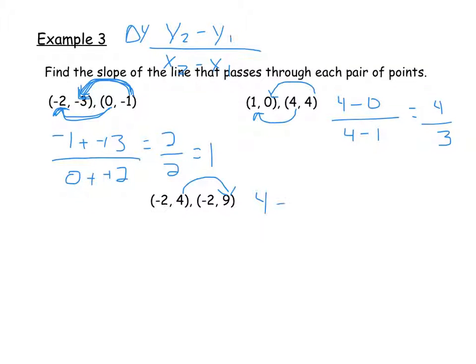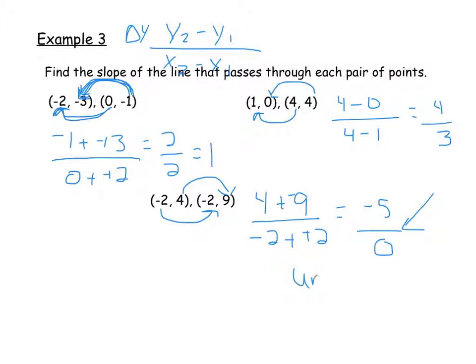4 minus 9, and negative 2 minus a negative 2. So 4 minus 9, keep, change, change. So now I have negative 5 over negative 2 plus 2. That cancels out to 0. That does not look right. Remember, you can't have a 0 in the denominator. If there's a 0 there, the slope is undefined. You may not leave it with the 0 in the denominator. You have to say it's undefined or no slope, and I'm going to show you something with that in a little bit.